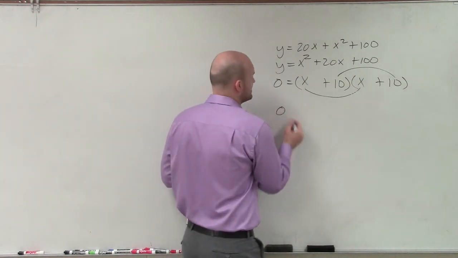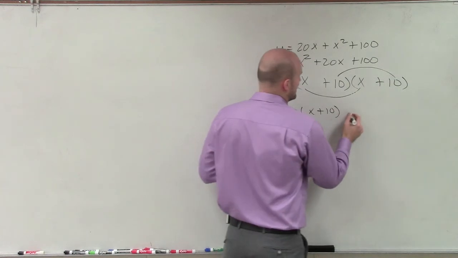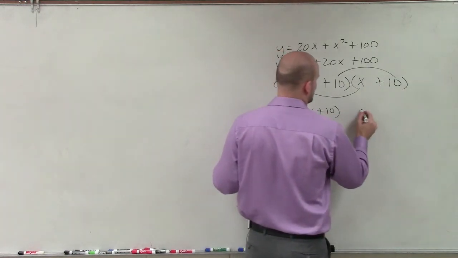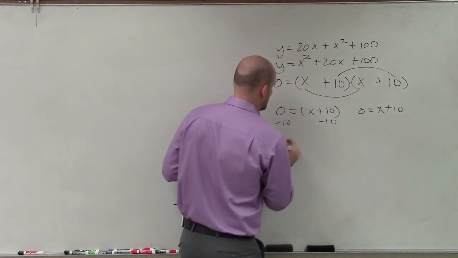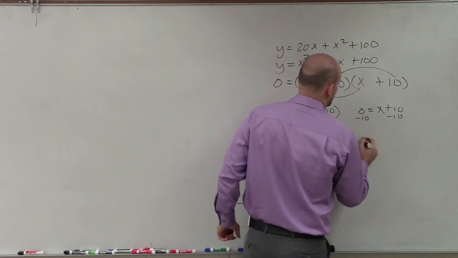So now I can rewrite this. I'll just actually use the zero product property. So I have x plus 10 times x plus 10 equals 0. So I can write x plus 10 equals 0 and 0 equals x plus 10. Then use my inverse operations. So negative 10 equals x. And negative 10 equals x.